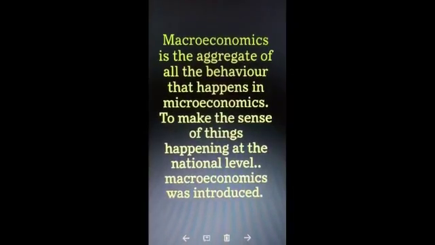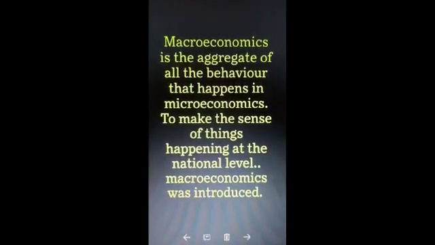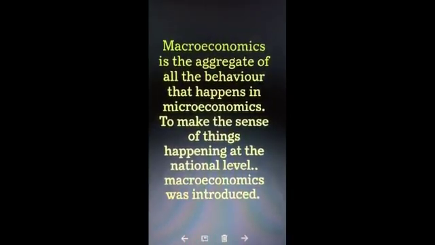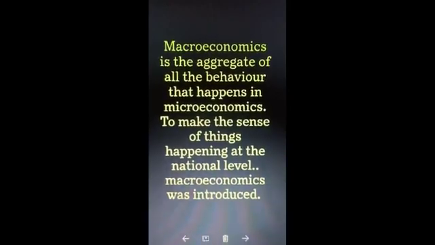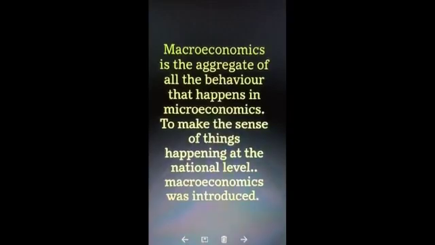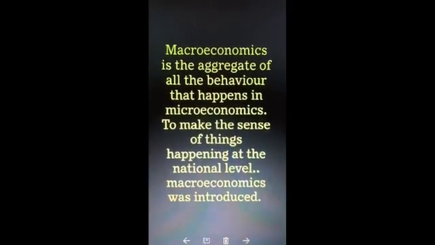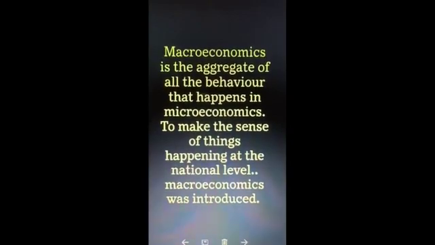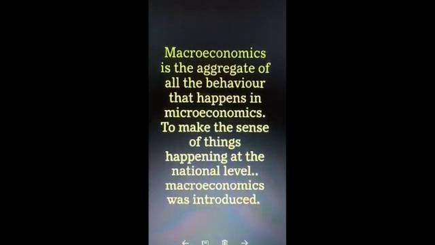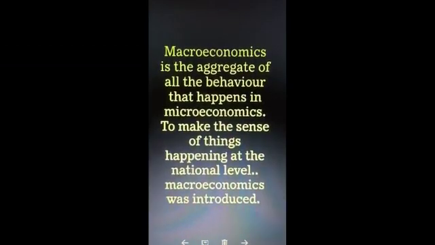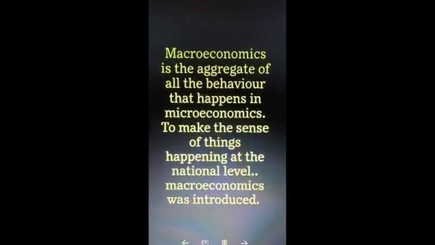Now here comes the basic definition of macroeconomics. Macroeconomics is comprised of two terms, macro and economics. The term macro is derived from the Greek word makros, which means large. Therefore, in macroeconomics, we study the economic problems related to the large scale, or of an economy as a whole.